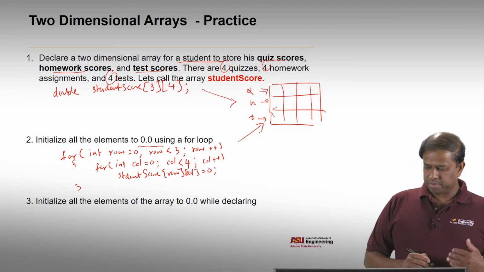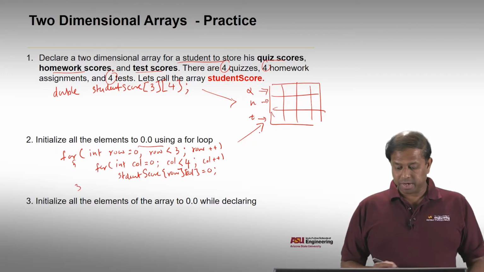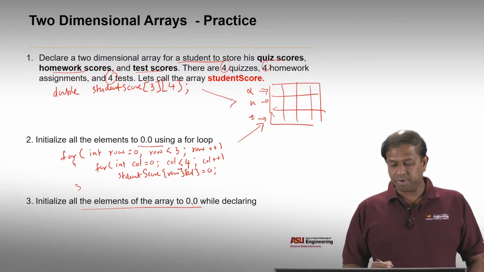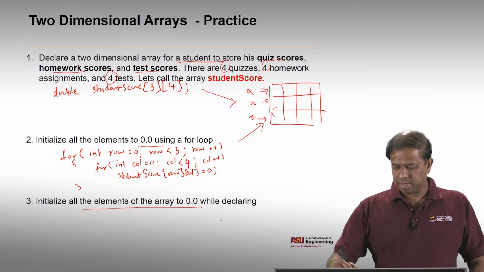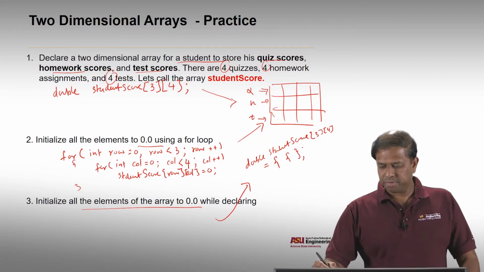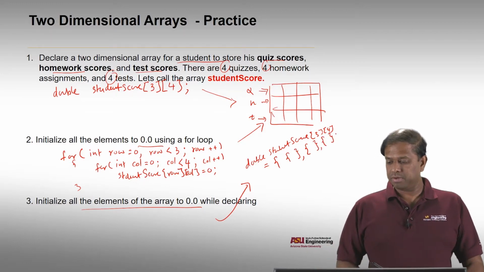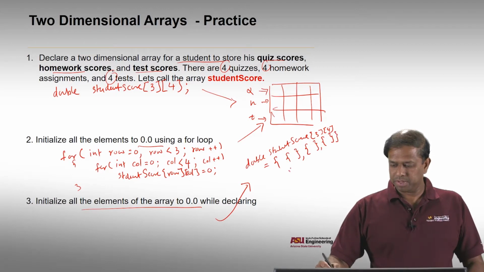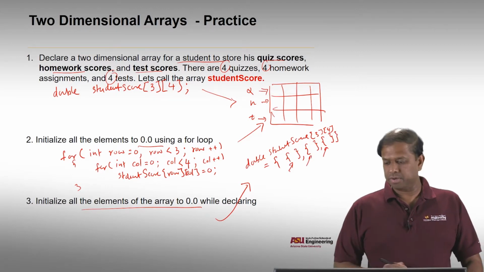Next, suppose I want to do the same thing without writing a loop, but I need to initialize all the elements to 0 while declaring it. In order to do that, we can do something like this: double student score, 3 rows and 4 columns. This will be equal to, and then I need to represent each column. Since we have 4 columns and 3 rows, these ones are going to represent each row. So this is row 1, row 2, and row 3.